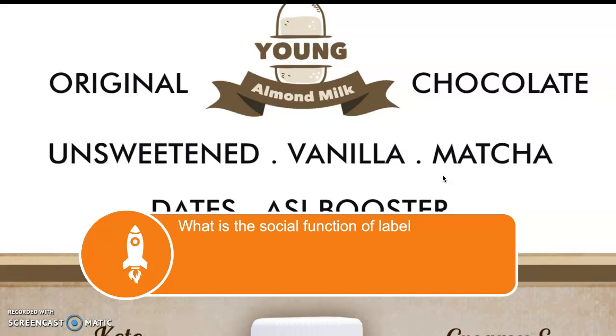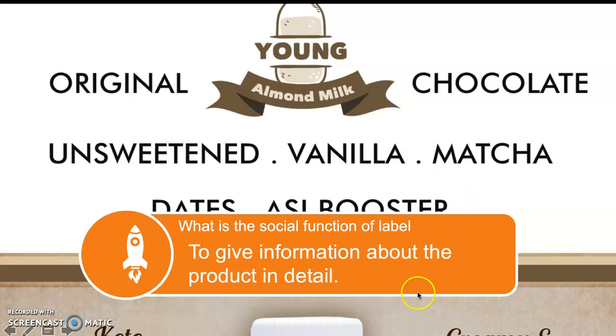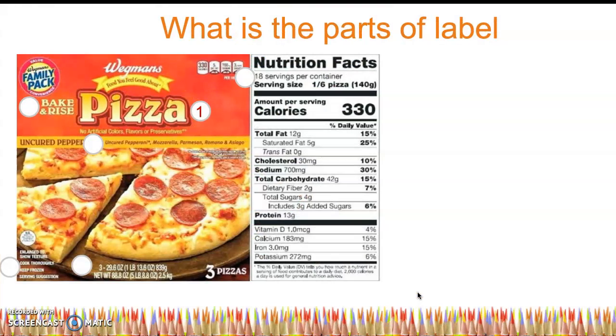Now, what is the social function of label? The social function of label is to give information about the product in detail. And let's move into the parts of label. So there is a number here, and the number will explain what parts are in the label.